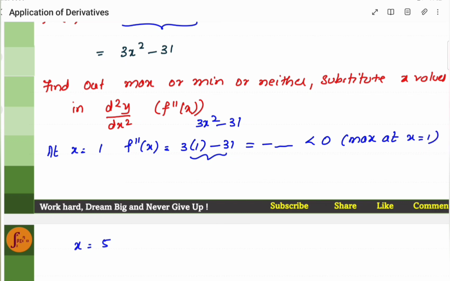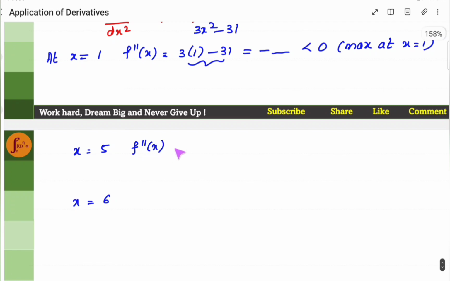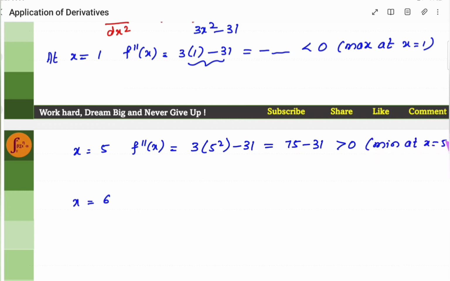Now I'll find at x is equal to 5. At x is equal to 5, it will be 3 into 5 square minus 31, which is 25 into 3, 75 minus 31. Obviously, it's greater than 0. It will be minimum at x is equal to 5. Greater than 0, so minimum at x is equal to 5. This is less than 0, so maximum at x is equal to 1.